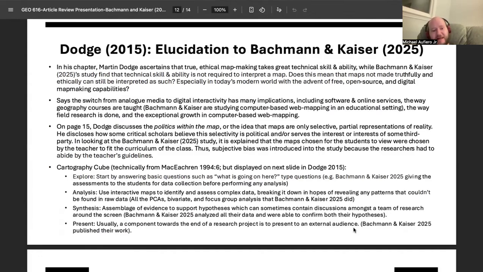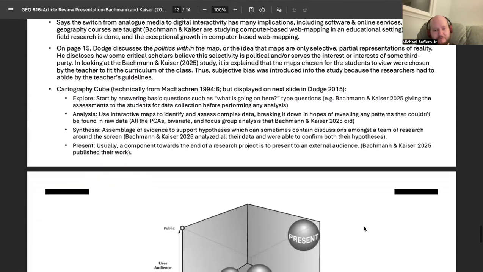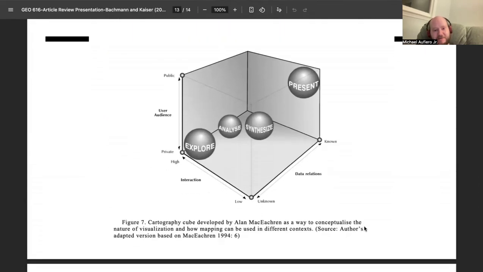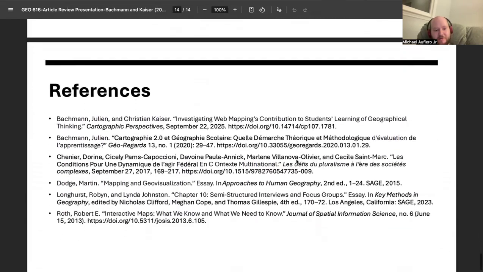So for me, that's that part of the cube. The present step for them was to publish the study. So that is how I believe the cartography cube elucidates the Bachmann and Kaiser study. And here is the cartography cube, starting off with explore, then you go to analysis, synthesis, and present. And then here's the reference page.